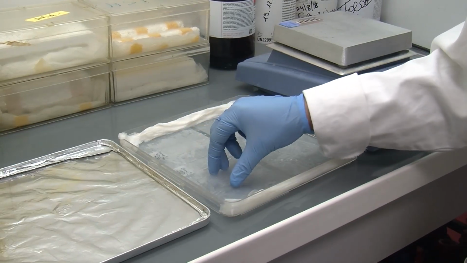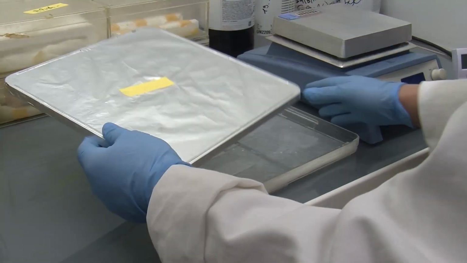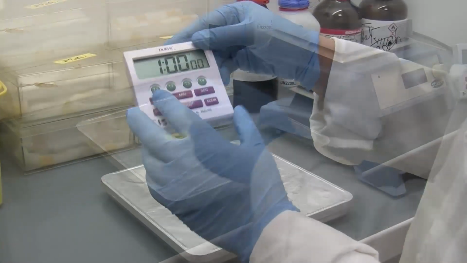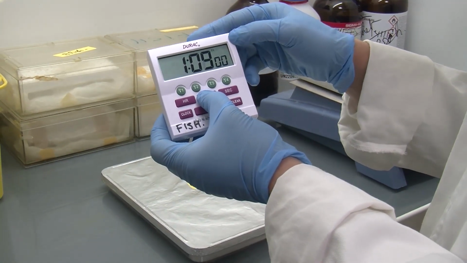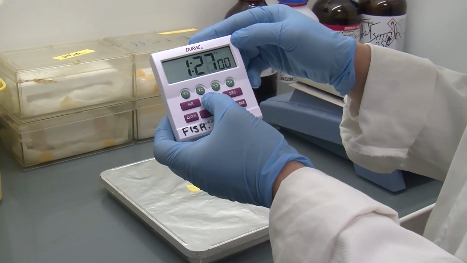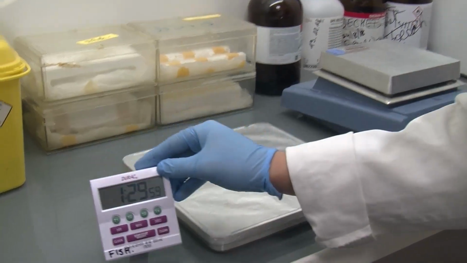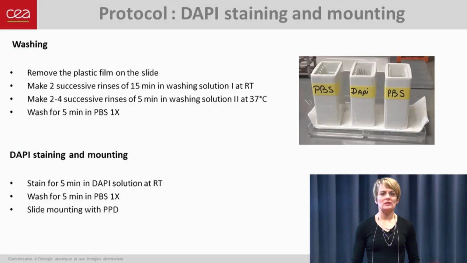At this point, we wait between 1 and 2 hours for the hybridization to occur, but no more than 2 hours in order to avoid too much background. During the time of incubation, you can warm up the washing solution too in the water bath. Once the hybridization is completed, we remove the plastic film on the slides and wash them twice in the washing solution 1 for 15 minutes, and then twice in the washing solution 2 at 37 degrees for 5 minutes.